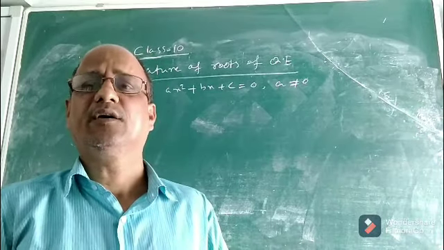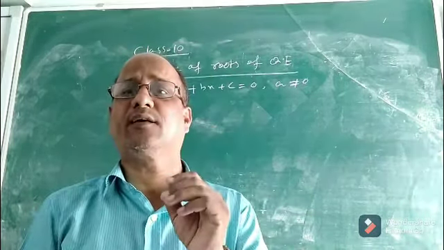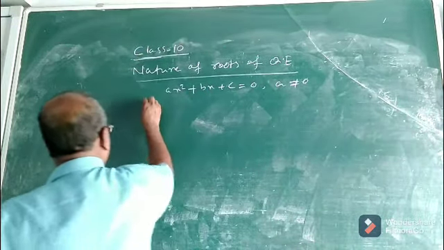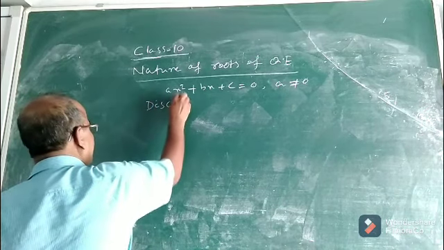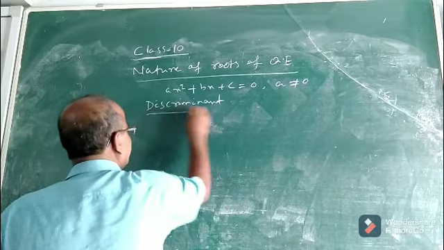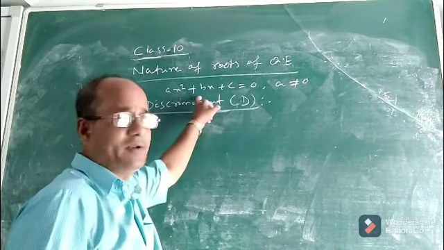Now, in order to find the nature of roots, we have to discuss one thing. What is that? That is discriminant. First we have to understand what is the discriminant of this equation. It is usually denoted by the symbol capital D. What is the discriminant of this equation? Let us see.